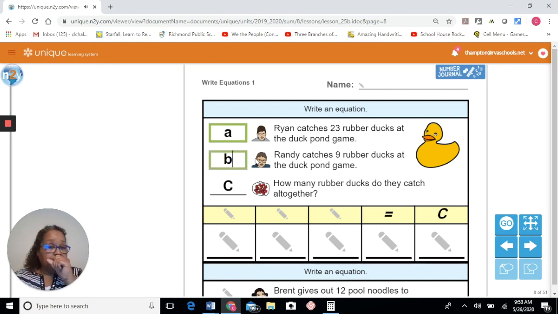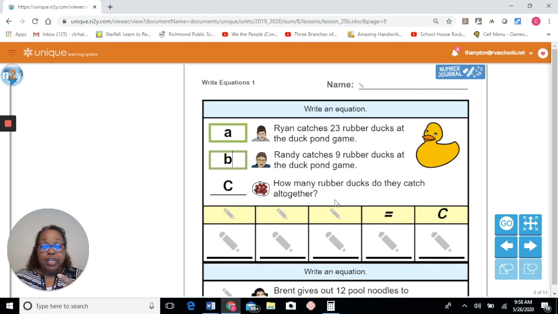B is, Randy catches 9 rubber ducks at the duck pond game. So we have Ryan and we have Randy. Ryan is A, Randy is B, and C, the equation is how many rubber ducks do they catch all together?